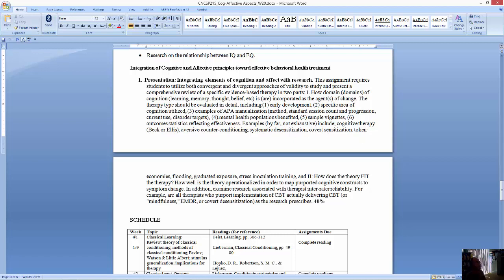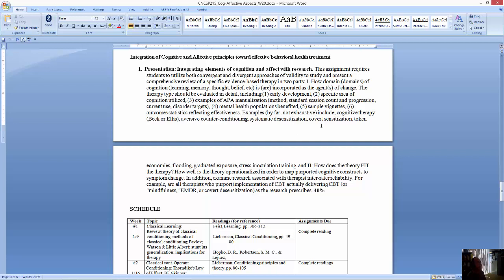And again, these include cognitive therapy via Beck or Ellis, or maybe aversive counter conditioning, and what aversive counter conditioning is effective and not effective for. Maybe systematic desensitization, covert sensitization, token economies, flooding, graduated exposure, stress inoculation training. And again, like I say here, that list is by no means exhaustive.